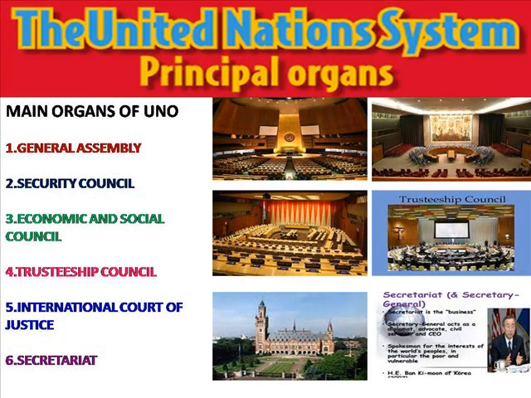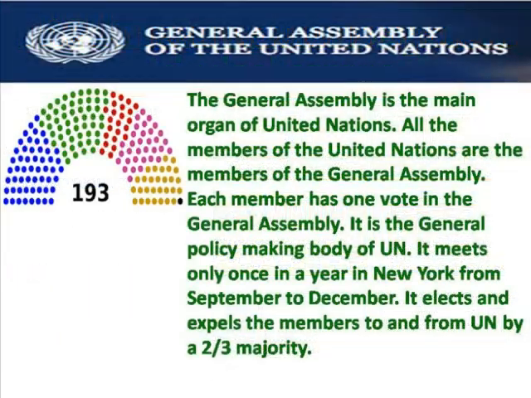Next topic is main organs or principal organs of UN. First, General Assembly. Second, Security Council. Third, Economic and Social Council. Fourth, Trusteeship Council. Fifth, International Court of Justice. Sixth, Secretariat. First organ is General Assembly.